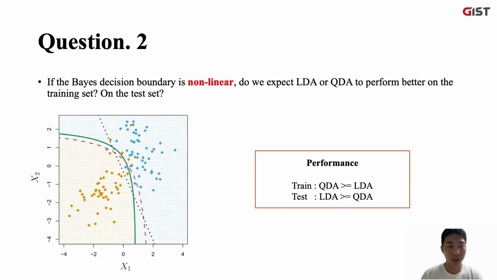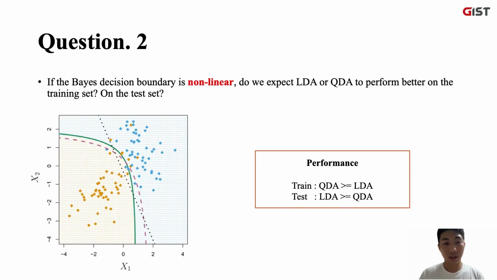First, the training set. The conclusion here is the same as in the first question. Because higher flexibility allows a model to fit the training data more closely, QDA will once again show a lower training error than LDA. Now, for the crucial part, the test set. Unlike in the first problem, this time we expect QDA to perform better.